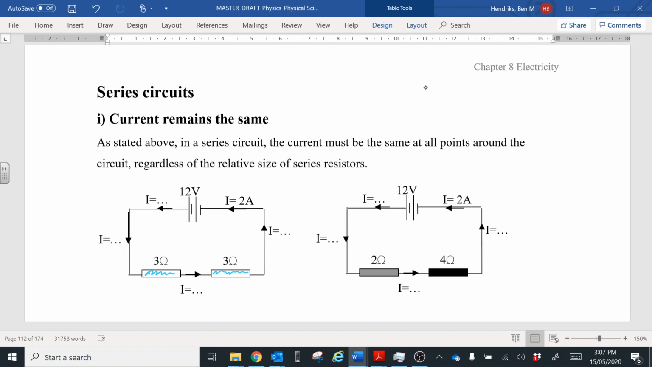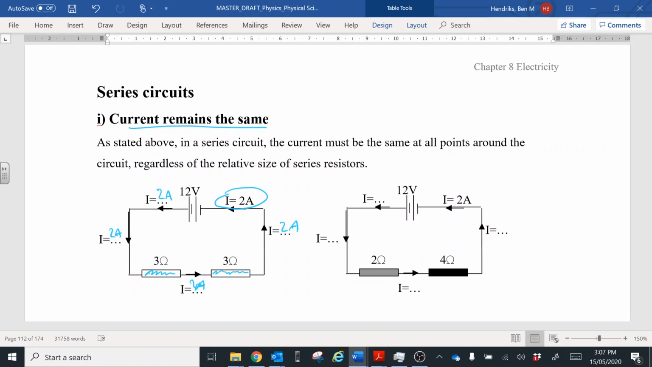And one of the features of a series circuit is the current remains the same all the way around the circuit. So if we have a current here of 2 amps, and the current here is 2 amps, the current here is 2 amps, the current here is 2 amps, and the current here is 2 amps.